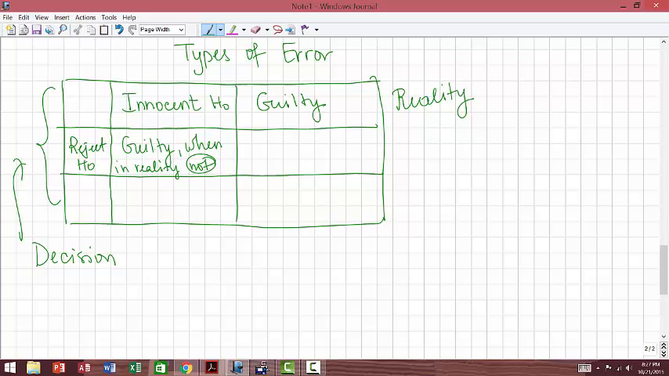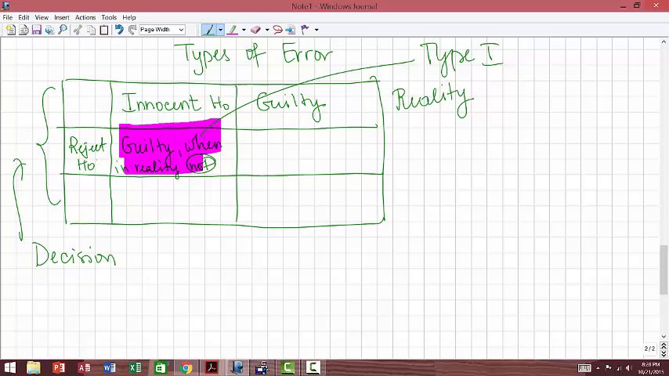Okay, so what happens? We're sending an innocent person to prison potentially, right? Or maybe giving him or her a fine of some sort. So this is equivalent to type 1 error. So this is your type 1 error. Type 1 error: rejecting the null hypothesis when it's true. That's type 1 error.